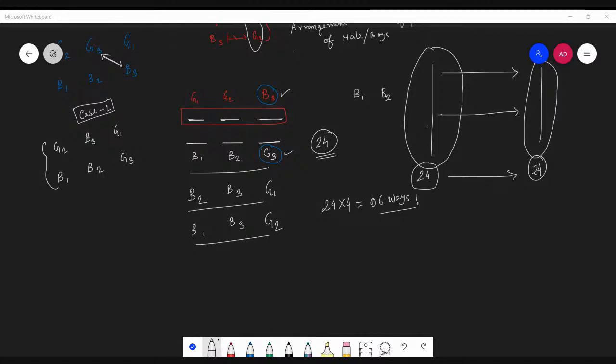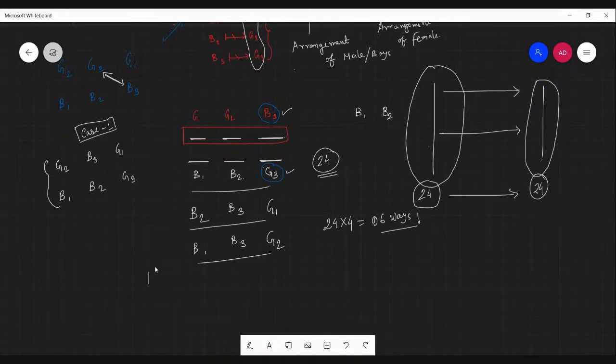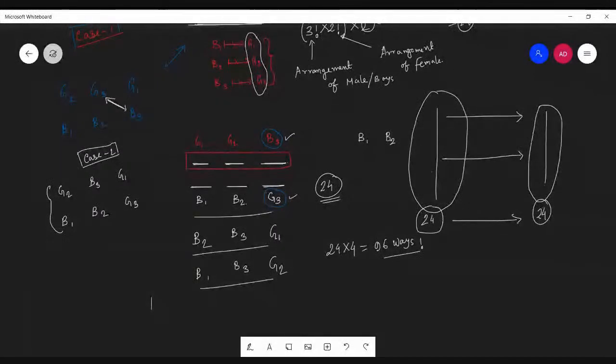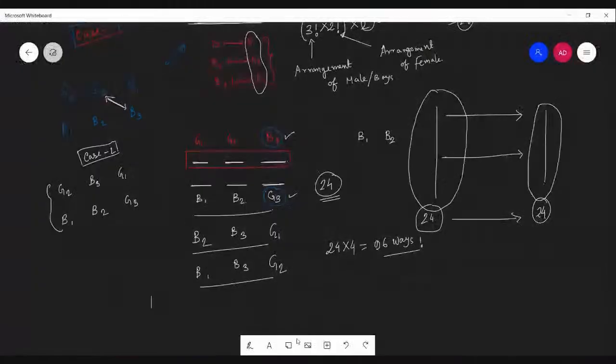Yeah, Sauradip gives a, but here B1 and G1 are in alternate places. Means, I don't understand what you say, Amit. Okay, sure, I'm explaining. The second case is just with one girl. Okay, I'm explaining it.